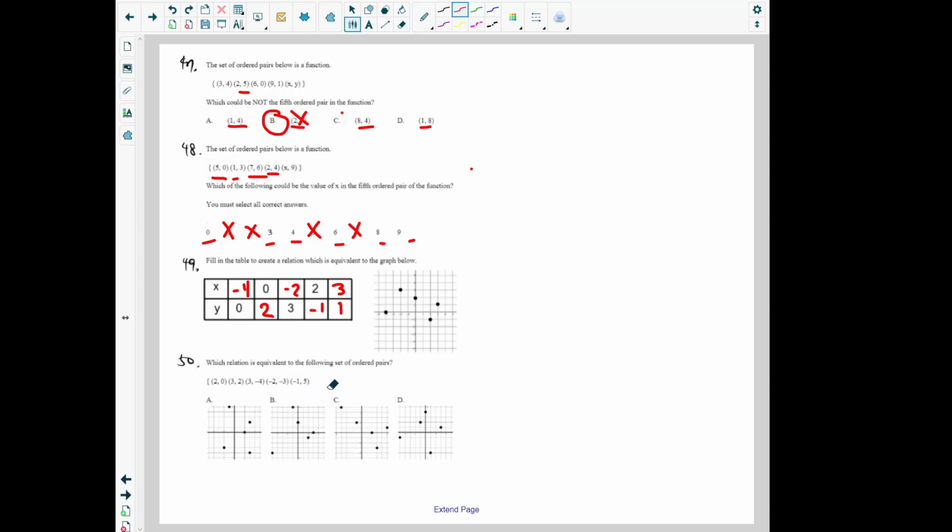Which relation is equivalent to the following set of ordered pairs? Okay, we're just looking to match points here. So 2, 0. You see 2, 0. This guy does not have a 2, 0. If you look, 1, 2, 0, there's no dot there either. So those guys can't be it. These two both have that. That's right there. Okay, that's okay, 2, 0. But let's try 3, 2. So this guy has 3, 2. This guy does not here. This guy does not have the point 3, 2. This guy does. So the answer is A.